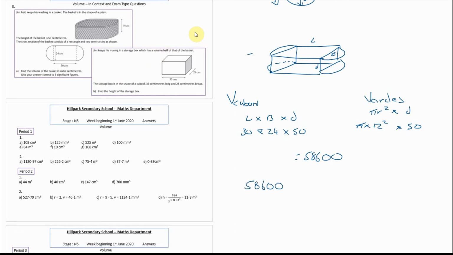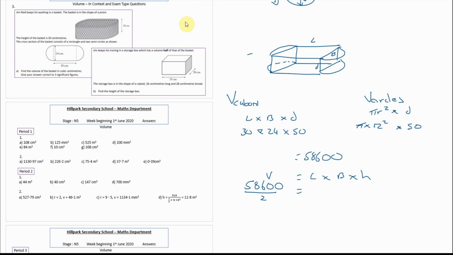I don't know if you have to use that volume or the other volume. I think you probably wouldn't get penalised either way, as long as you were clear what you're using. But basically, the volume is going to be equal to length times breadth times height. We know that the volume of the basket was 58,600, and he keeps his iron in a storage box, which is half that volume. The wording is "a volume half of that of the basket". I would say the storage box is half the volume of the basket. And then the storage box is your cuboid.